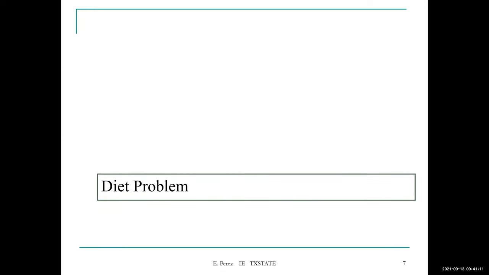So let's talk about some specific practical examples. Again, these are problems that require the use of multiple decision variables, more than two, which were the problems that we studied at the beginning. Now we are extending this explanation or this discussion to problems that are bigger and more practical.